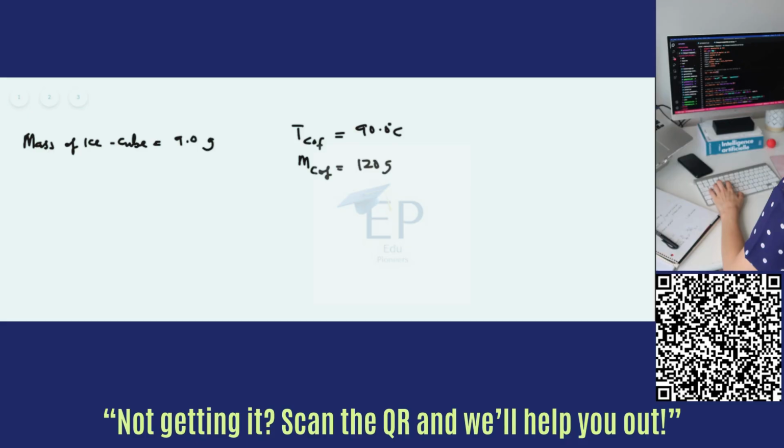So assume the specific heat capacity of coffee is that of water. So C coffee is 4.184 joules per gram degree Celsius. The heat of fusion of ice, delta H of fusion of ice, is 6.0 kilojoules per mole. Find the temperature of the coffee after the ice melts. So heat lost by coffee is heat gained by ice.